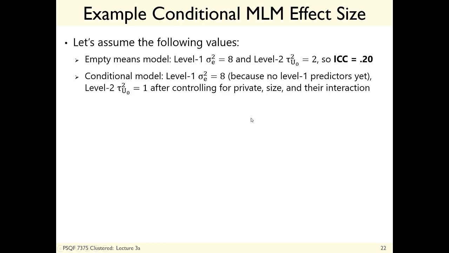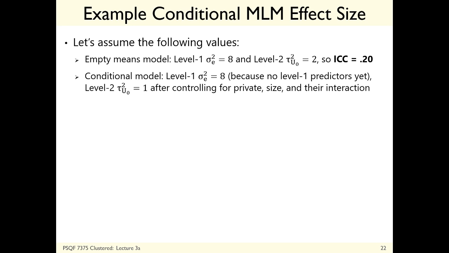So for example, let's say that my model came up with the following values. I have a level 1 residual variance from the empty means model of 8, level 2 random intercept variance from the empty means model of 2. So that gives me an intraclass correlation of level 2 over total of 0.2. So 20% of all the variation in my outcome is because some schools are higher on average than others.